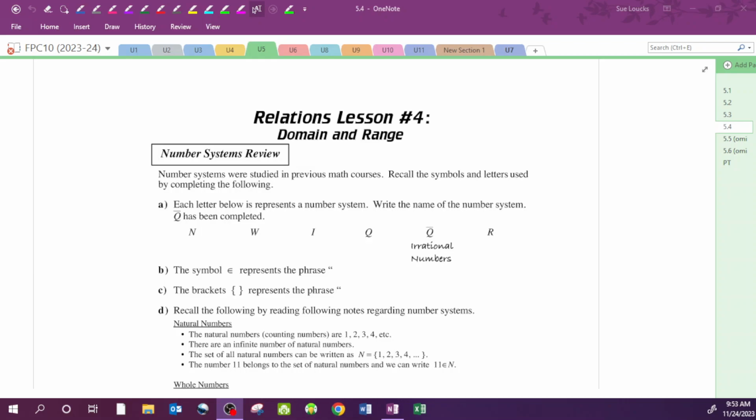Okay, here we are at lesson 4 of the relations unit, unit 5. Okay, so quick review of the number system.